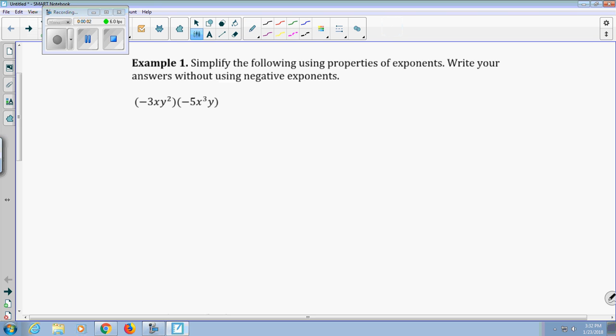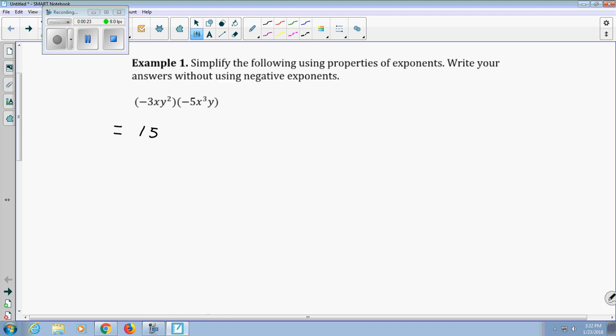In example 1, I want to simplify the following expressions without using any negative exponents if they appear. So in this product that we have, you can write this out as much as you need to, but I like to take the approach of multiplying the numbers and then each individual variable. So we have a -3 times a -5, which gives me a +15.